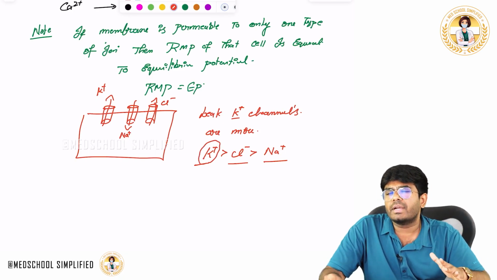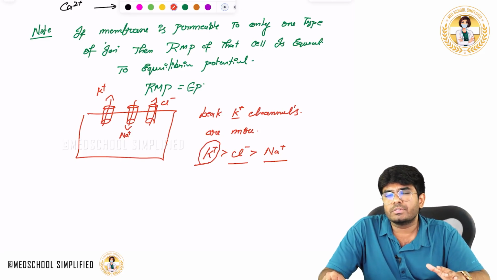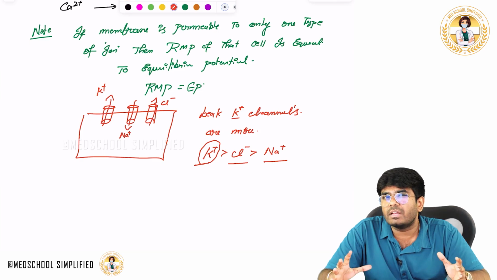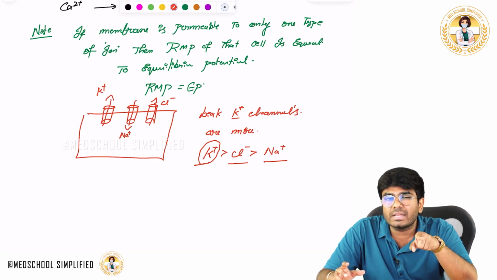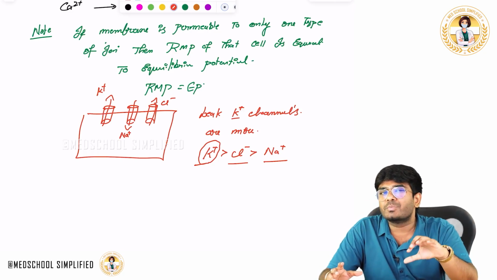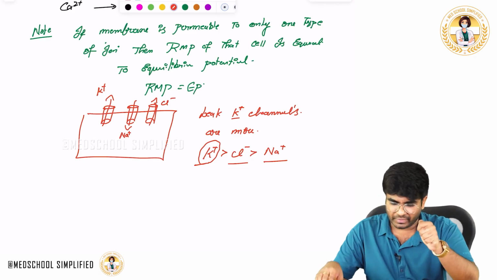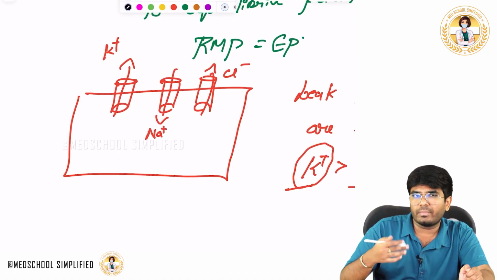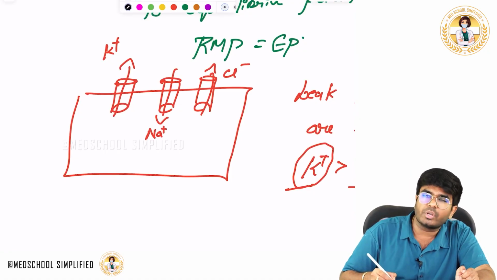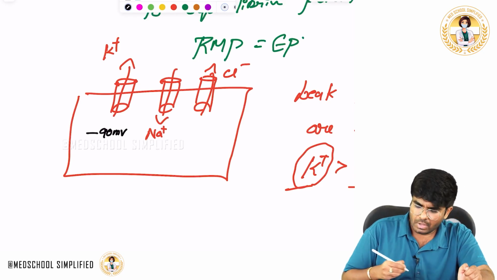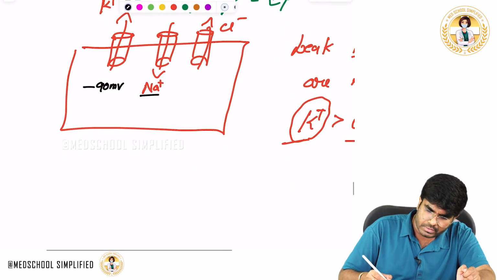By this time you should have understood. So if leaky potassium channels are more, the resting membrane potential of a cell will be near to the equilibrium potential of potassium, because potassium is dominating. For example, let me put it this way. What is the equilibrium potential of potassium? Potassium minus 90 millivolts. What is the equilibrium potential of sodium? Sodium is plus 63.